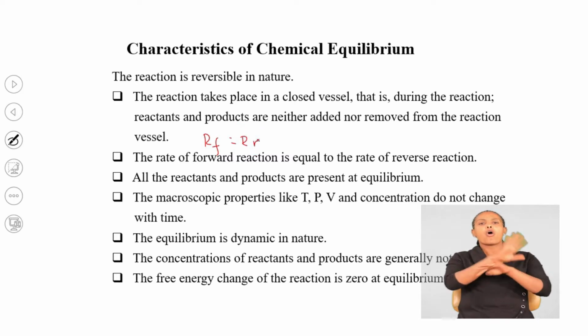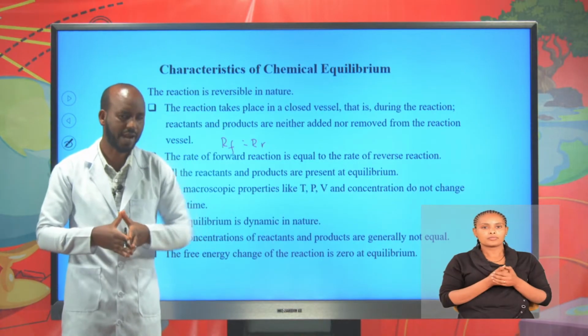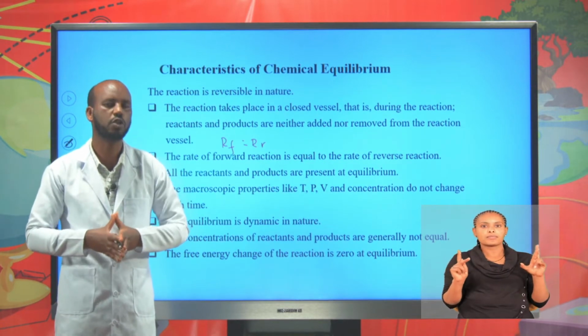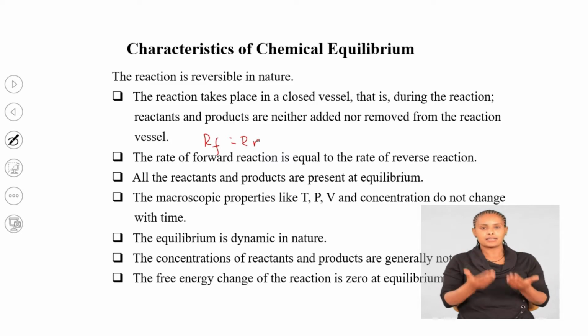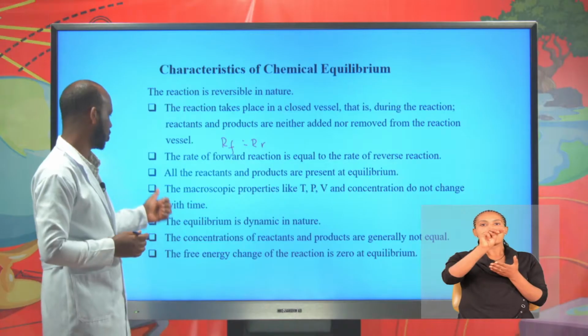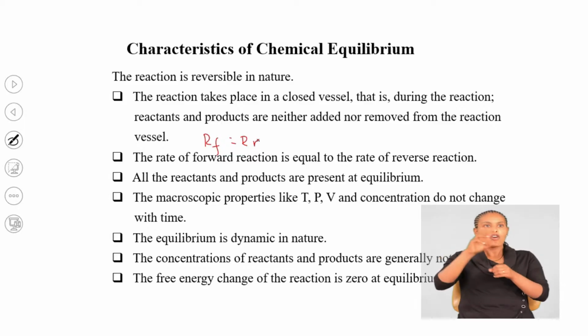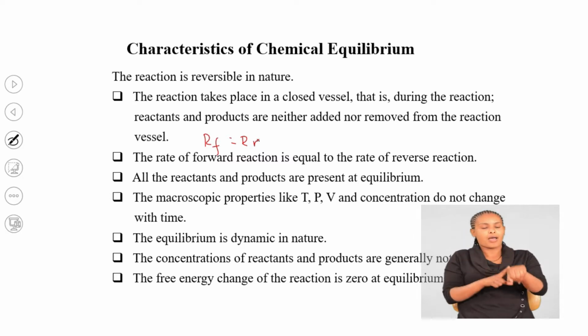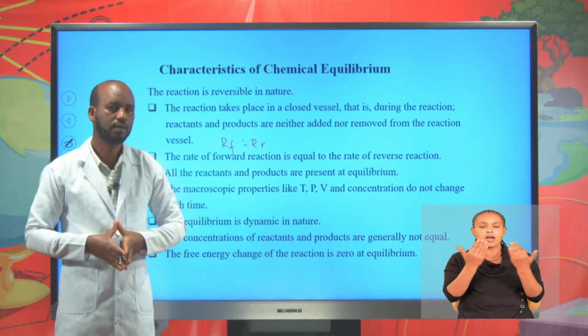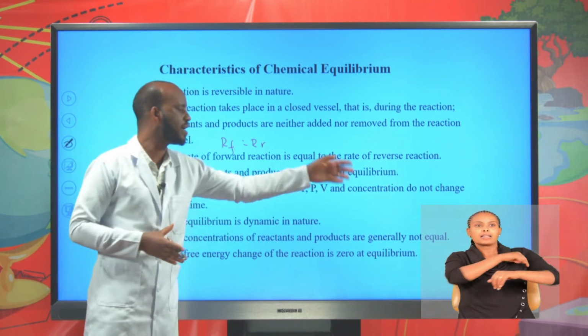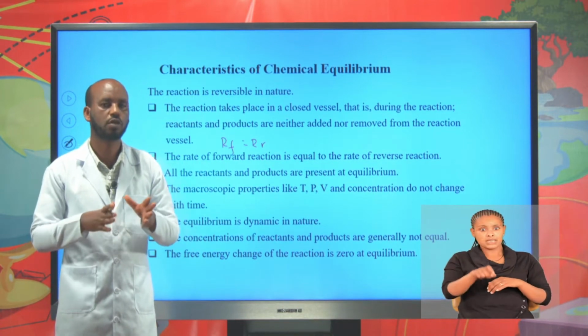Three, all the reactants and products are present at equilibrium. For a reaction at equilibrium, both reactants and products must be present. Four, the macroscopic properties like temperature, pressure, volume, and concentration do not change with time. If these properties change, the equilibrium is disturbed. Therefore, temperature, pressure, volume, and concentrations must be kept constant.